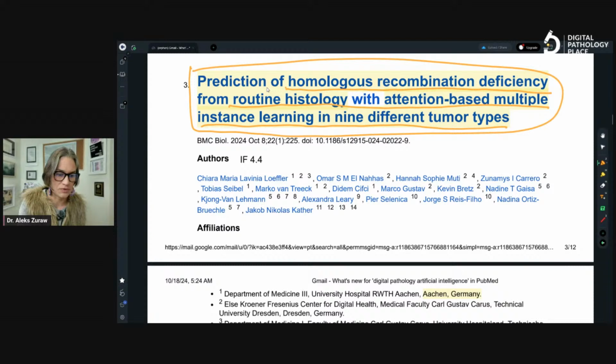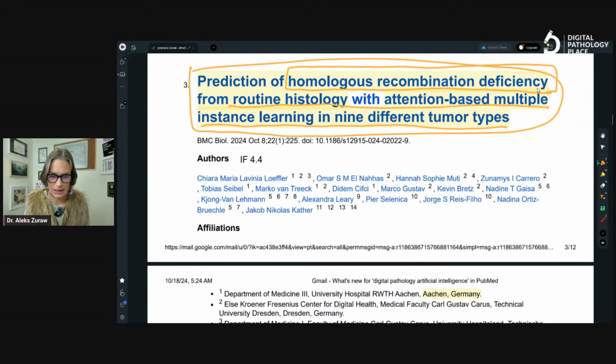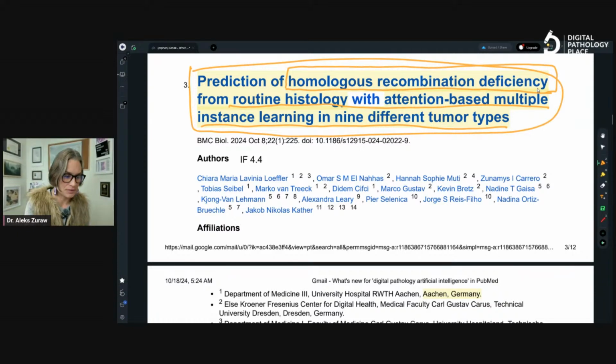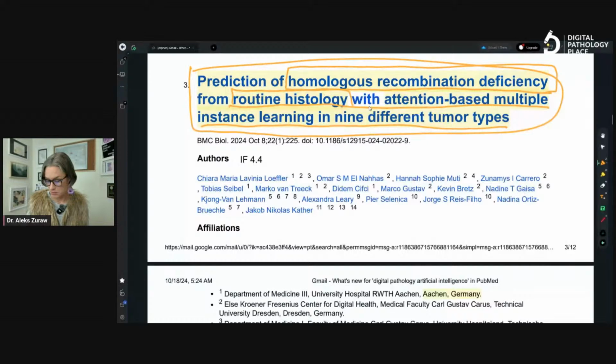So there is this concept of homologous recombination deficiency. This is a mutation status that is calculated in a certain way. We're going to talk about it in a second. There is routine histology, right? And we have attention-based multiple instance learning, MIL. This is a deep learning method for analyzing images where you can say something is positive or negative, and where the model takes the information from.